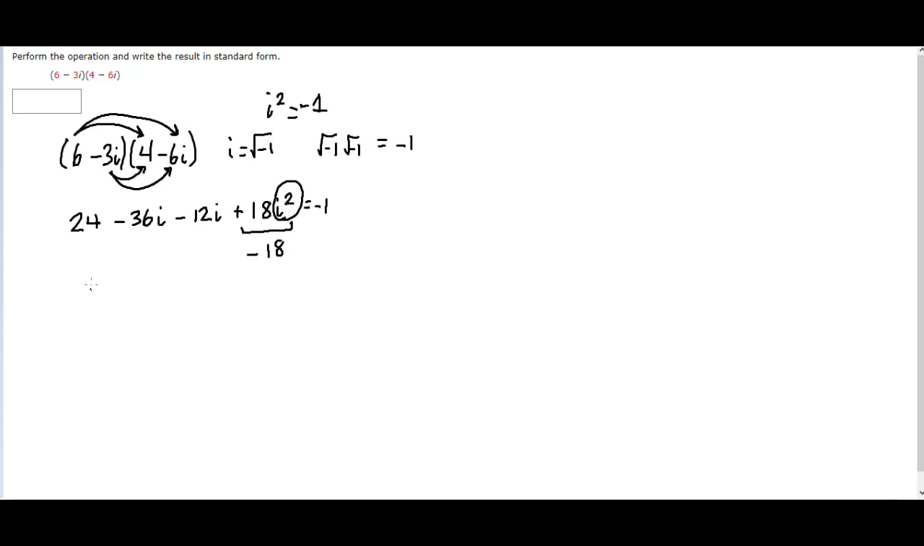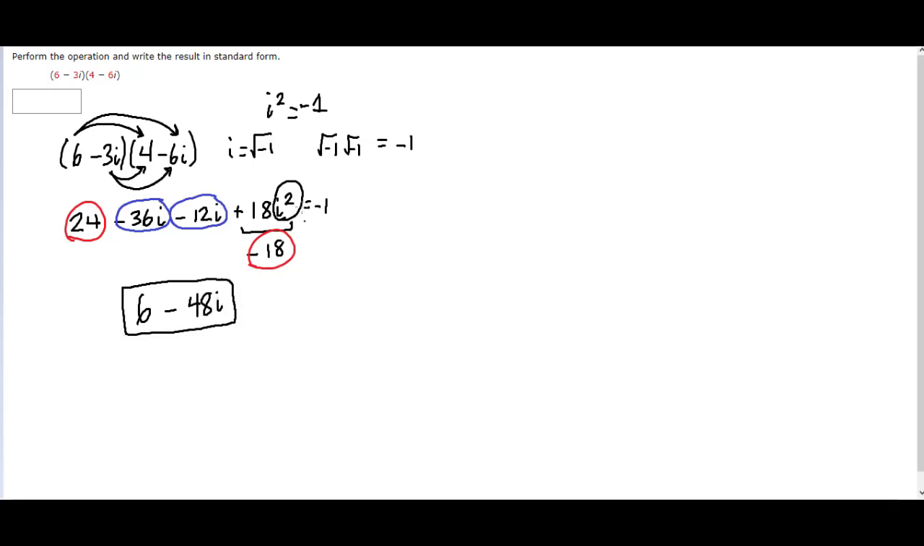So we have two real terms, 24 and negative 18. And we have two imaginary terms, negative 36i and negative 12i. So we combine these like terms like we do in some binomial multiplication. So 24 minus 18 is 6. And then negative 36i minus 12i is negative 48i. And that is the final answer.